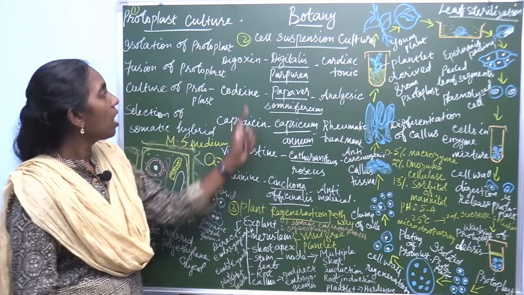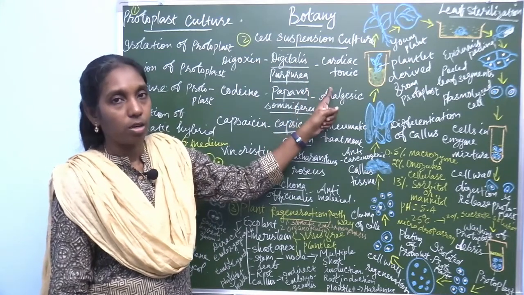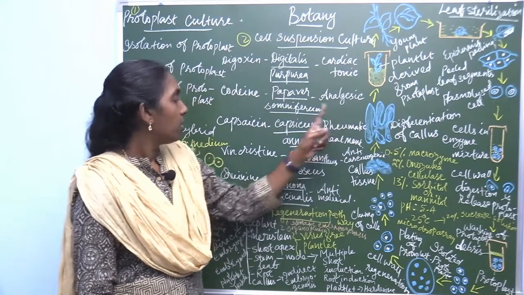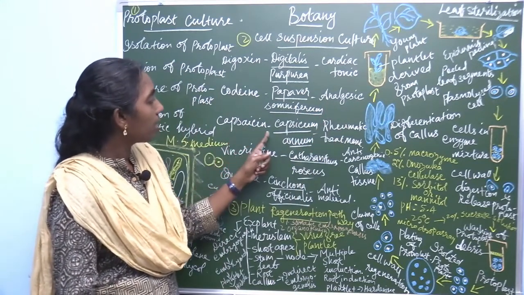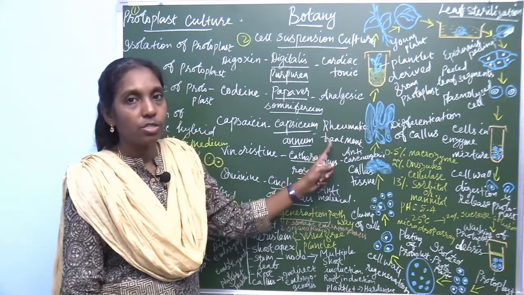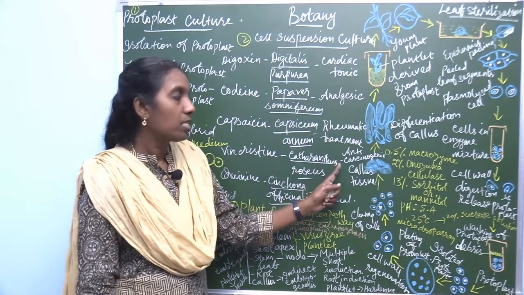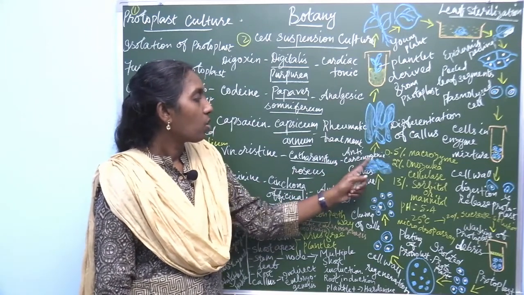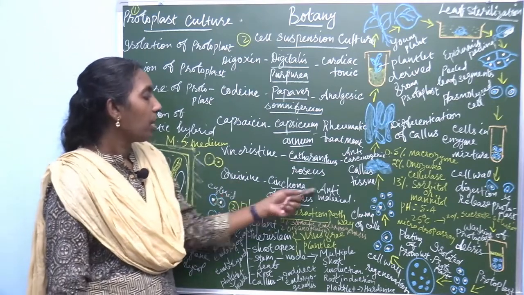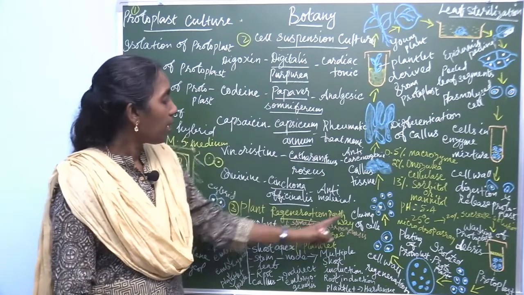What are the uses? Digoxin is used as a cardiac tonic. Codeine is used as an analgesic. Capsaicin is used for rheumatic treatment. Vincristine is anti-carcinogenic. Quinine is anti-malarial. This is given in a tabular column in your book.